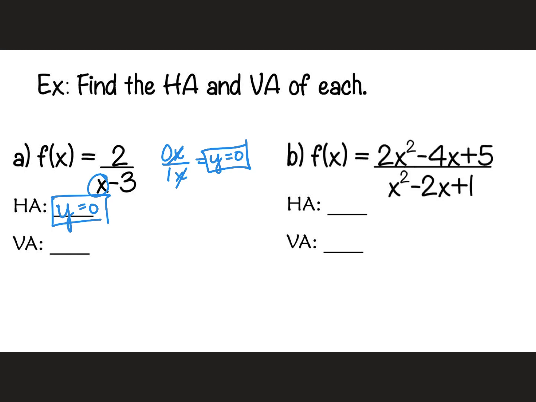Then for the vertical asymptotes, remember we've got to factor completely. In this case, everything is completely factored, so I focus on the denominator for when does x minus 3 equal 0, and that happens when x is equal to 3.